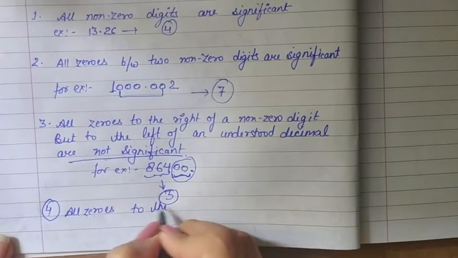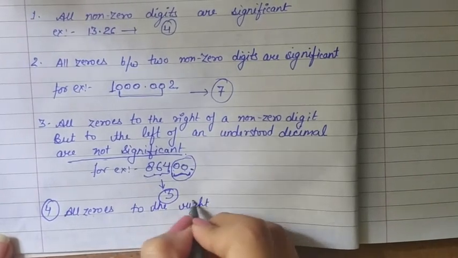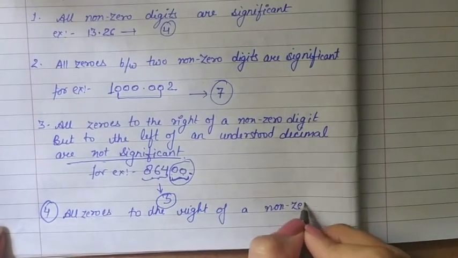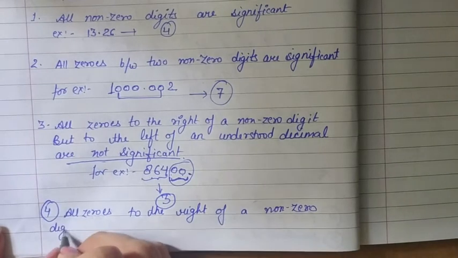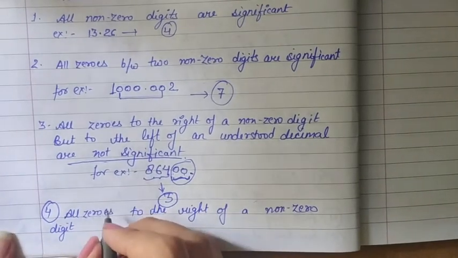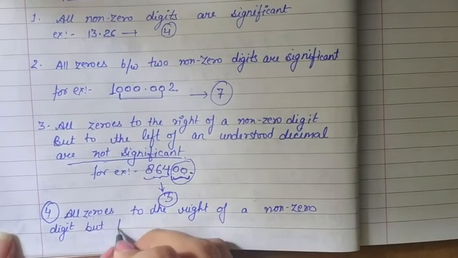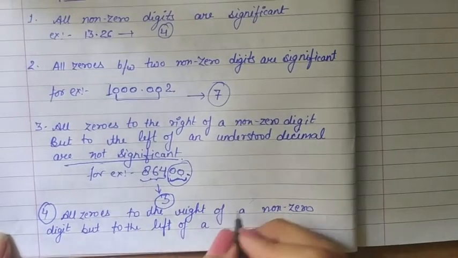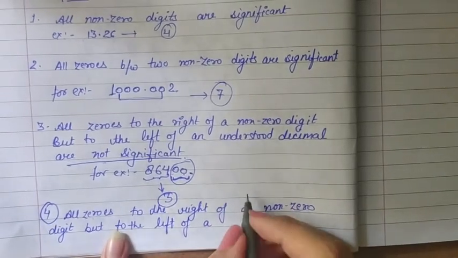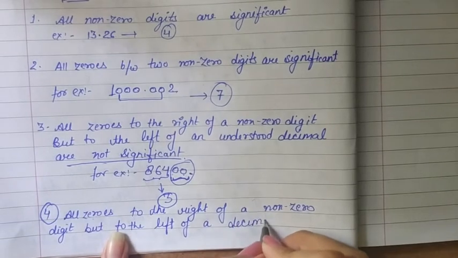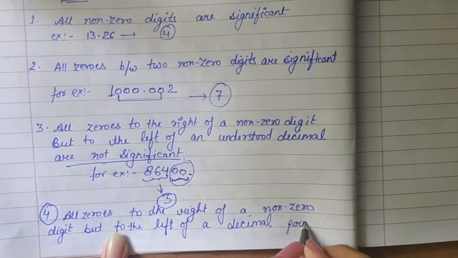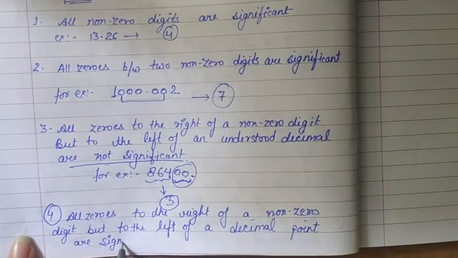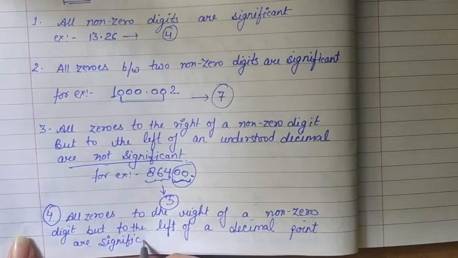All zeros to the right of a non-zero digit but to the left of a decimal point are significant. Now here's the catch in points number 3 and 4.